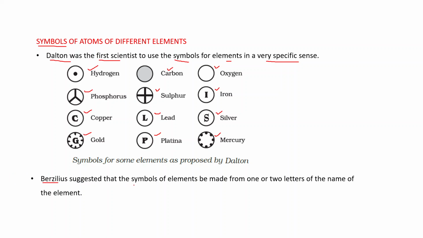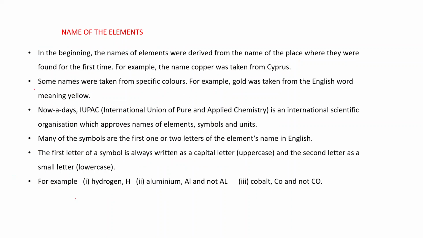Berzelius suggested that the symbols of elements be made from one or two letters of the name of the element. Okay. Now, how is the name of an element given? In the beginning, the names of elements were derived from the name of the place where they were found for the first time. For example, the name copper was taken from Cyprus. Some names were taken from specific colors. For example, gold was taken from an English word meaning yellow.